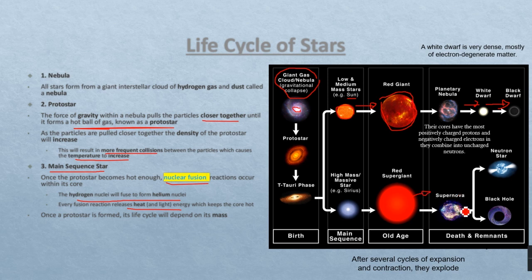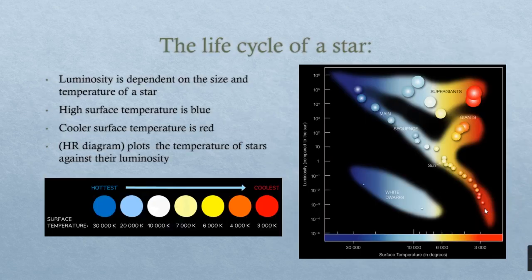That explosion can result in two outcomes. One of them is forming a neutron star, where the core of the star is mostly made out of positively charged protons and negatively charged electrons, which combine into neutrons. And then the other option is having a black hole, of a very dense mass that absorbs all the light that goes through it or comes near it.